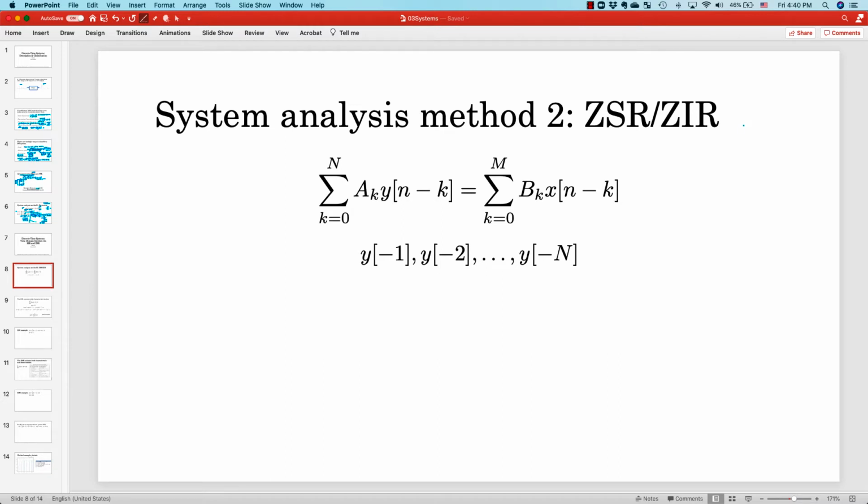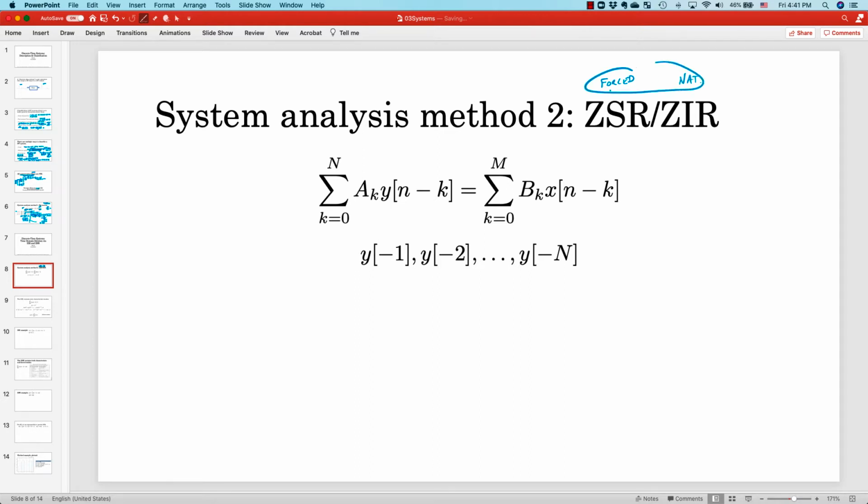Just a quick warning, there are some resources out there, including I think some prominent Wikipedia articles, that will tell you that the zero input response is the same as the natural response and the zero state response is the same as the forced response. If you adopt that notion, then you can solve these systems using similar methods.